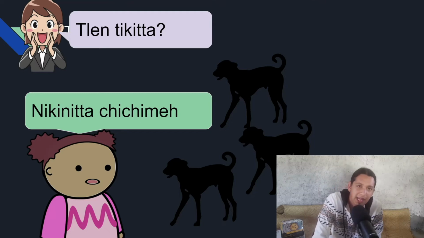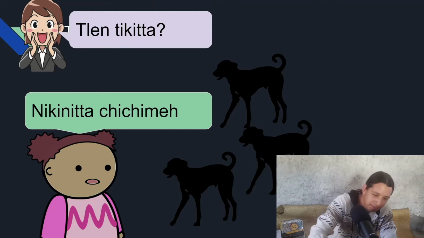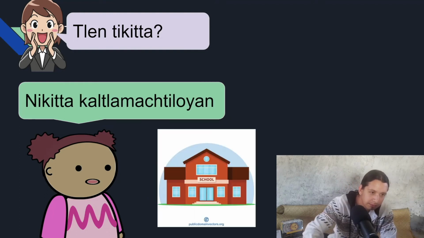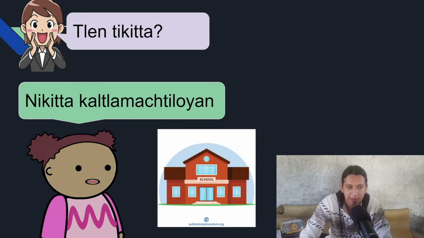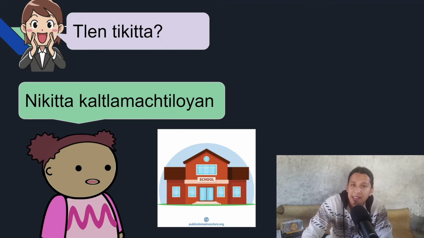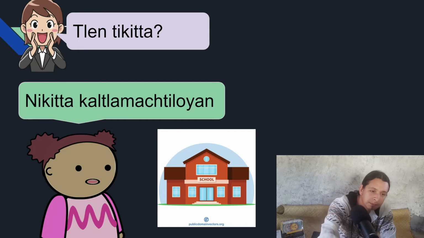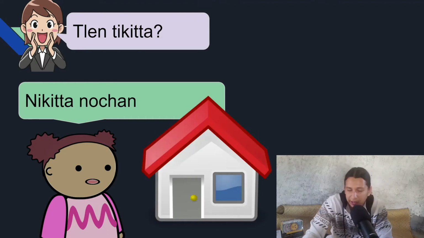Which is the way you would say, I see the dogs. Nikin ita chichime. Tlen tikita. And she responds, Nikin ita totome. Tlen tikita. Nikita kal tlamachtiloyan. Tlen tikita. Nikita nocha.